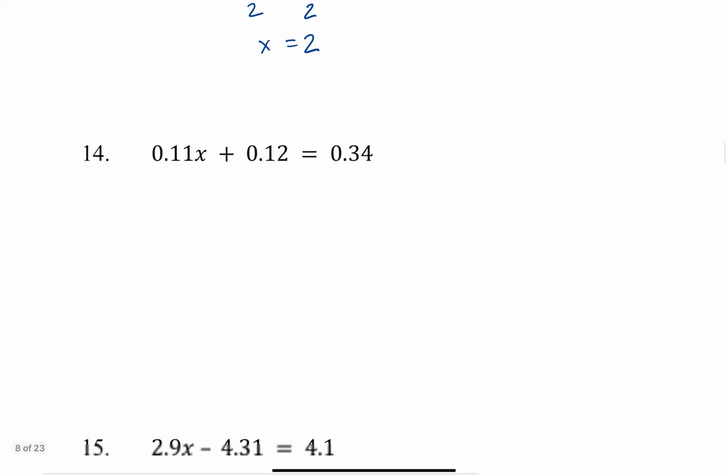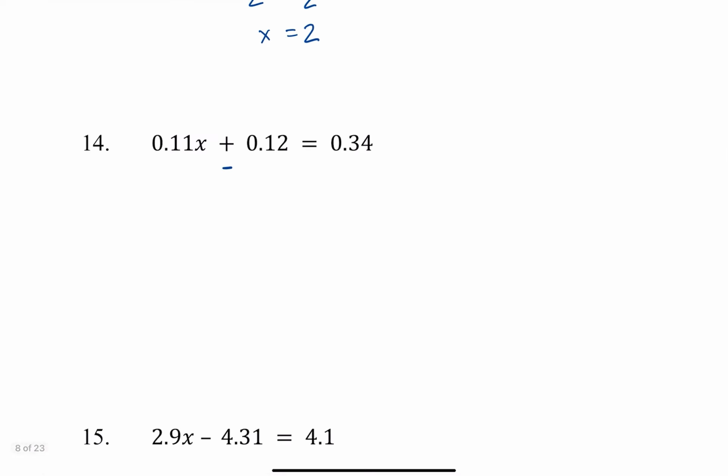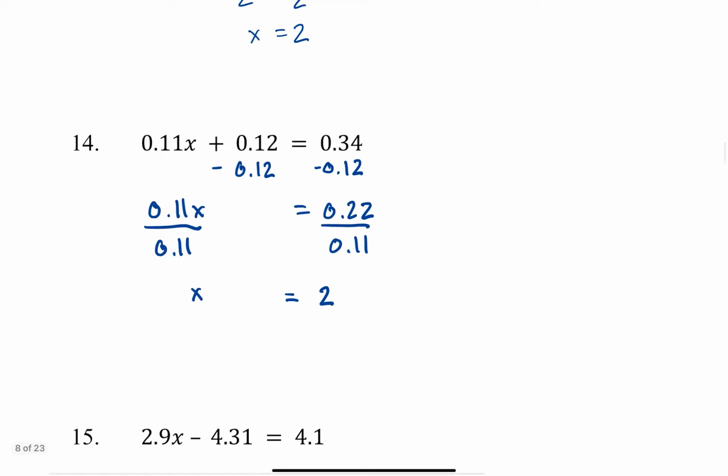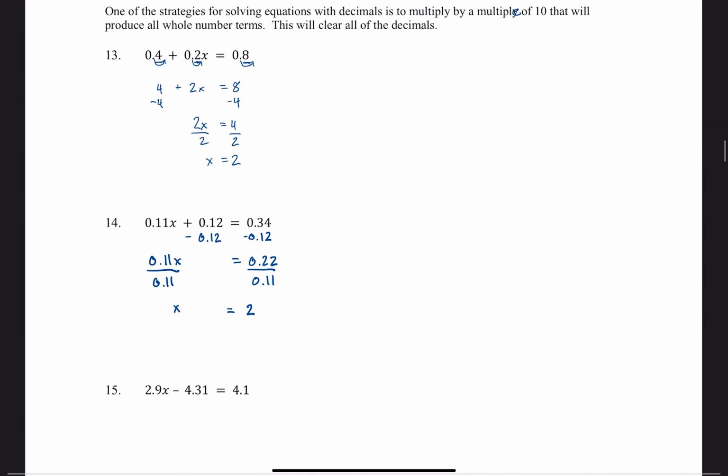In the case of 14, again, just to illustrate, you could do this directly. I'm going to go ahead and subtract 0.12 from both sides. So that would give me 0.11x is equal to 0.22. And if I divide both sides by 0.11, and again, this is where maybe a computational device would help, x would be equal to 2. And again, you could just look, ignoring all of that, 22 divided by 11 is 2. All right, number 15 is very similar, so I will leave that one as an exercise.